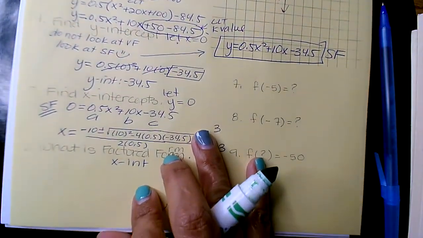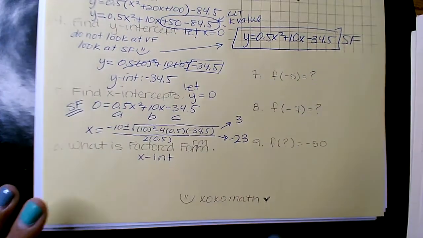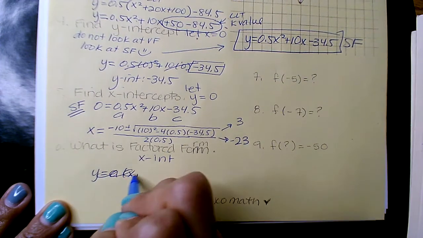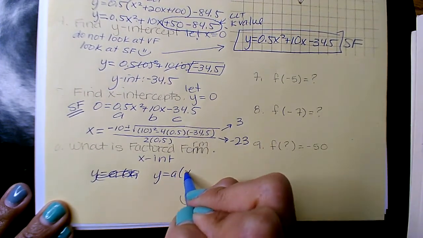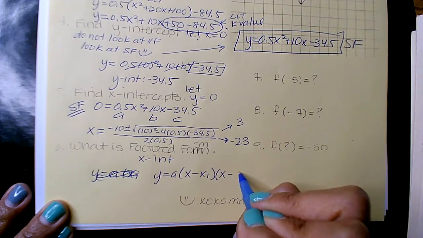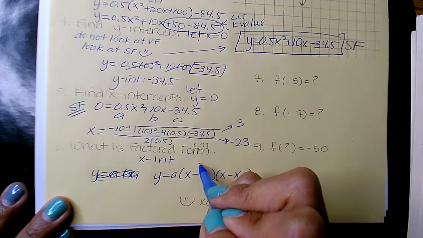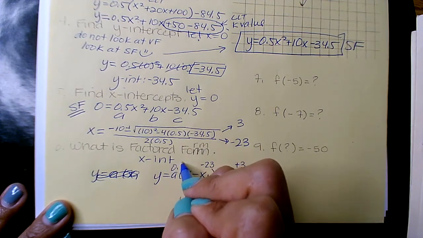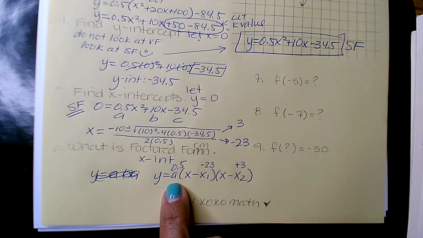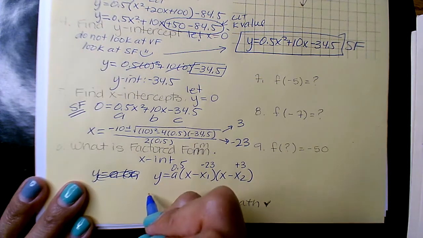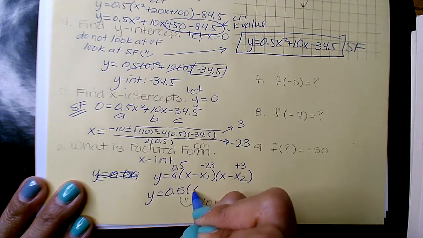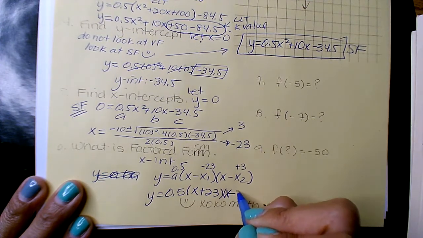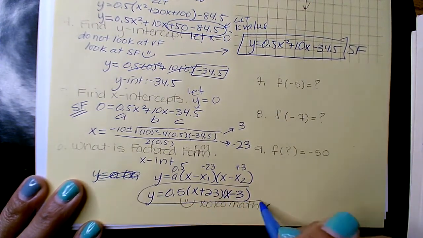So, factored form. You just take those numbers, and if they're giving me negative 23 and positive 3, and my a value from above question 2 is 0.5. You just plug it in, and that's it. That's an x minus 3. And that's your factored form.